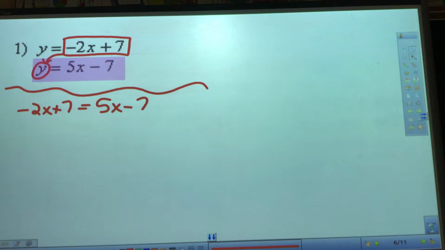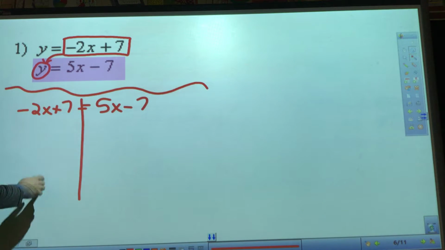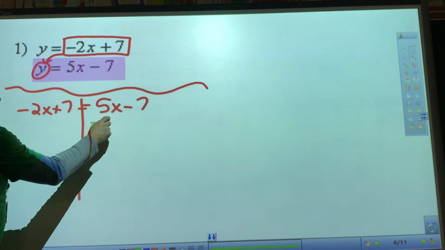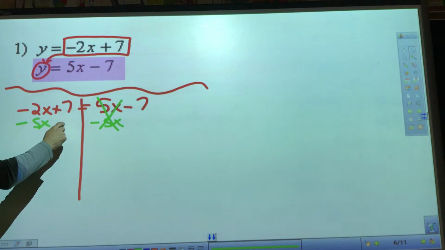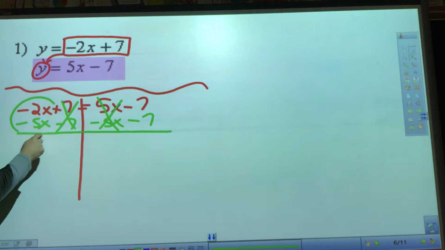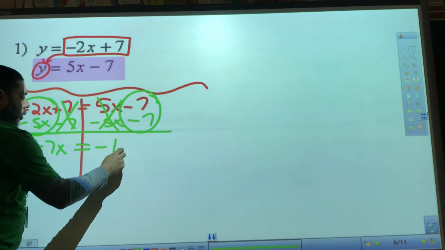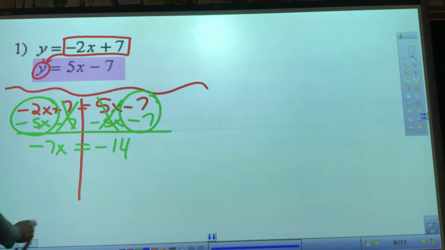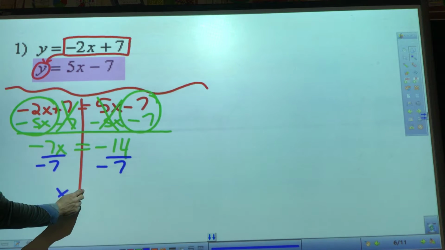Now at this point, let's solve it. We've been solving this since the beginning of the year. Get our x's on one side, numbers on the other. So minus 5x on both sides. That zeroes out. It's positive 7, so minus 7 on both sides. That zeroes out. Combine the terms that are alike. Negative 2x plus negative 5x is negative 7x. Negative 7 plus negative 7 is negative 14. Divide by negative 7 and x equals 2.